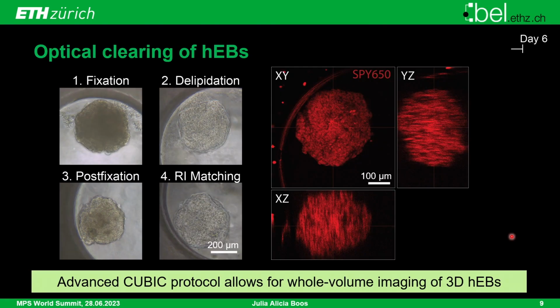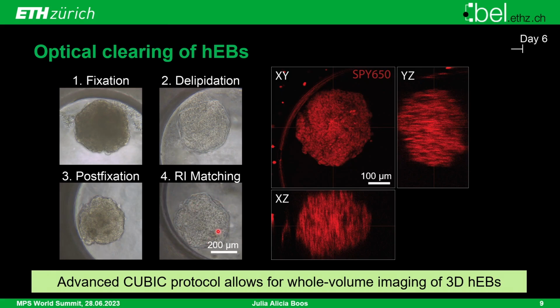And for that, we established an imaging-based readout first, for which we had to test different clearing methods to really get optical access through the entire 3D tissue. And here we found that the advanced CUBIC protocol, which is a hydrophilic clearing method, worked best for our EBs. This hydrophilic clearing method is based on hyperhydration and delipidation with urea to clear the tissue samples in 4 consecutive steps of fixation, delipidation, post-fixation, and RI matching.